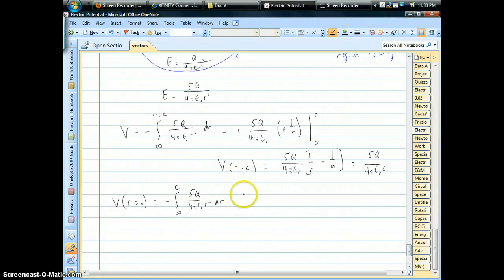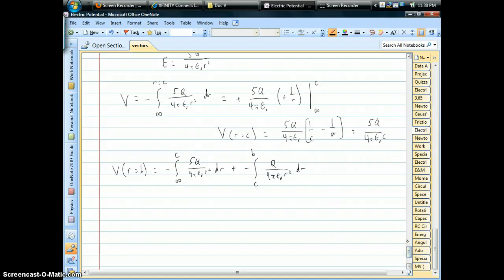Because voltages are just numbers, they're scalars, we have to add to this, working our way through this new region of electric field. We have to go from C to B, which is what we're looking for. And the field that we have there is a little bit different. Now, we already know what this first integral is. That's what we just did. I'm just going to write that answer in.